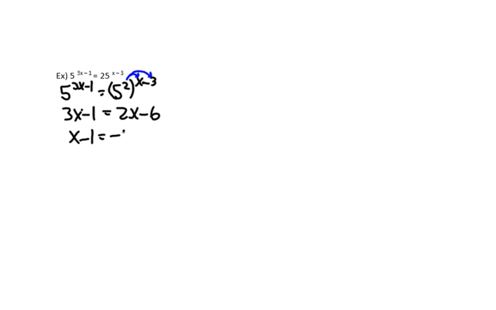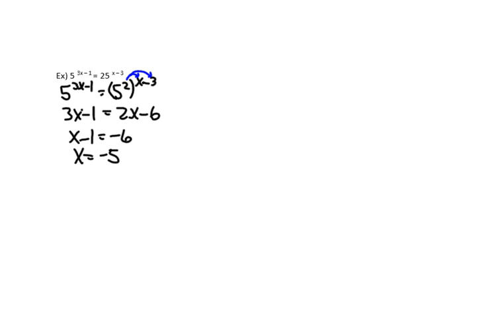Okay, so now let's take a look at 2 others then. So again, you have to ask yourself, can I get these to be the same exact base? And again, 5 and 25, that's fairly simple to see, yes. Because we know 25 is 5 squared. Now the bases are the same. I can set the exponential powers equal to each other. So it's 3x minus 1. Don't forget now, I'm going to distribute the 2 to both the x and the 3. That's 2x minus 6. Again, very simple equation to solve from here. And I get x equal to negative 5.